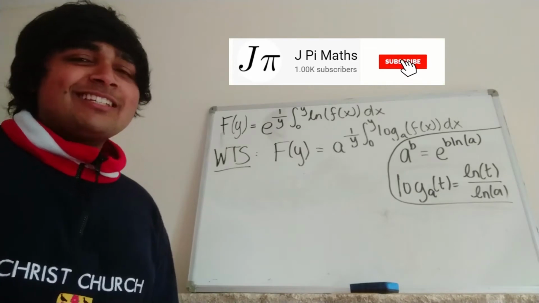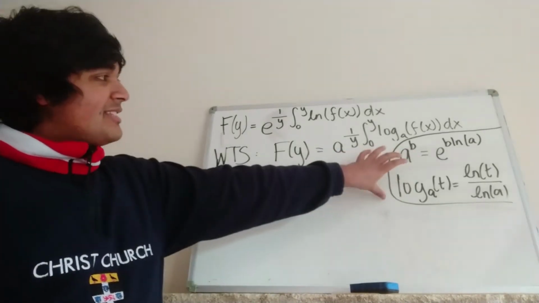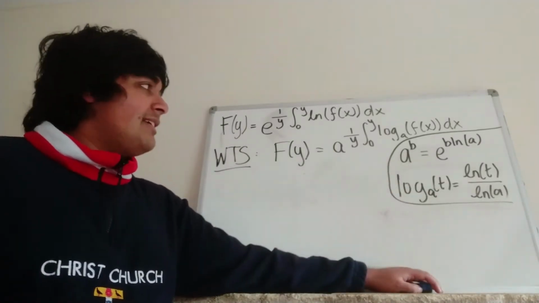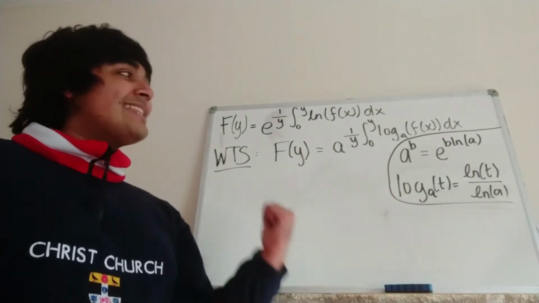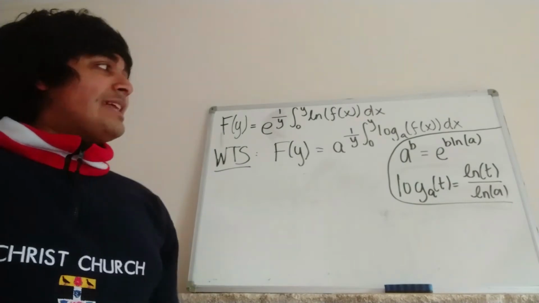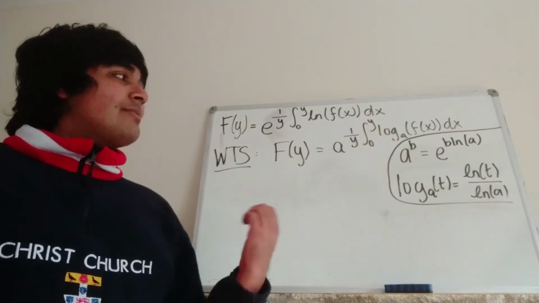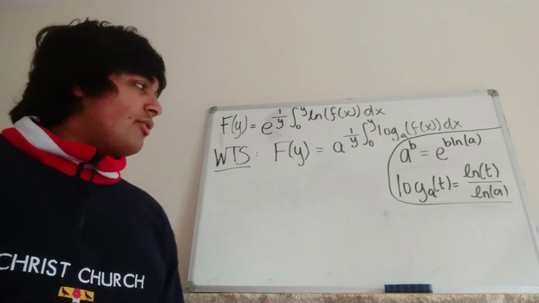Okay, so part 1 is kind of straightforward. All we need to do is use some basic log tricks. I've written down the two log tricks we're going to be using here, and these are very standard, things that if you're going to sit the STEP, you'd know anyway. The first trick is a to the power of b is the same thing as e to the power of b times the natural log of a. And the second is that log base a of t is equal to the natural log of t divided by the natural log of a.